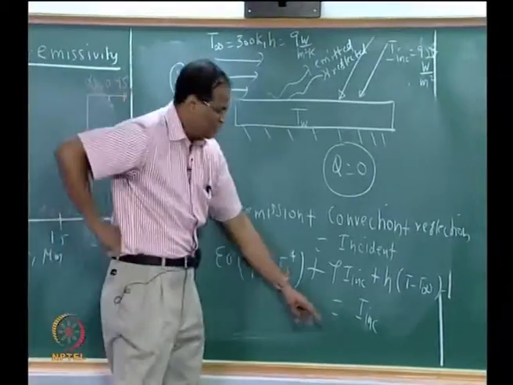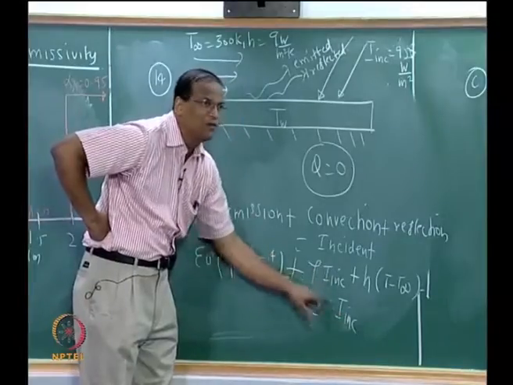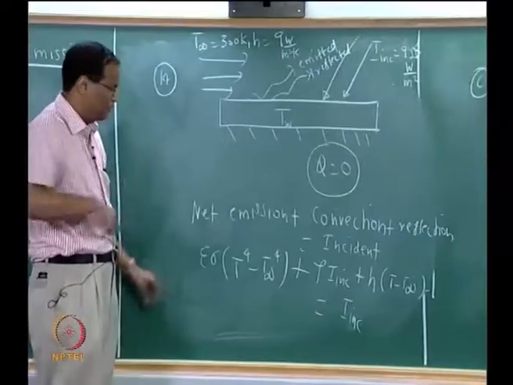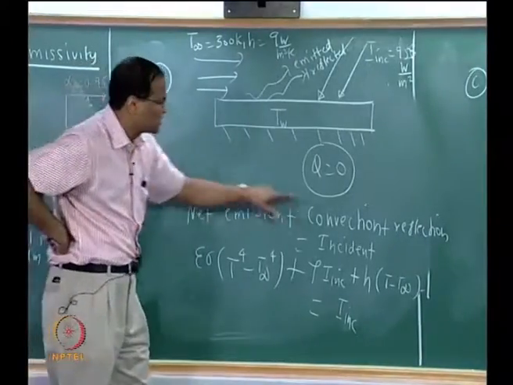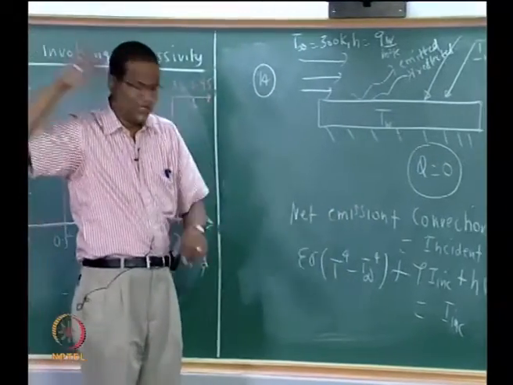Please look at this. On the right side you have got incident radiation minus rho times incident, 1 minus rho will become alpha. So the right side will be net absorbed. That is also another formula. So you can say that net emission plus convection equal to net absorbed. Okay, that is more intuitive.